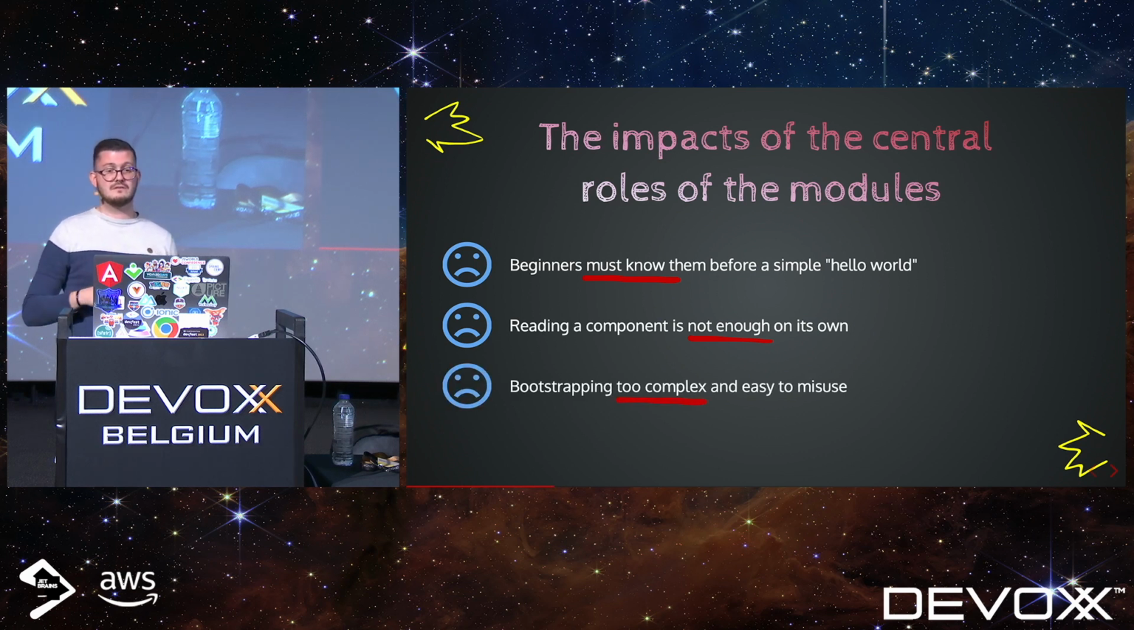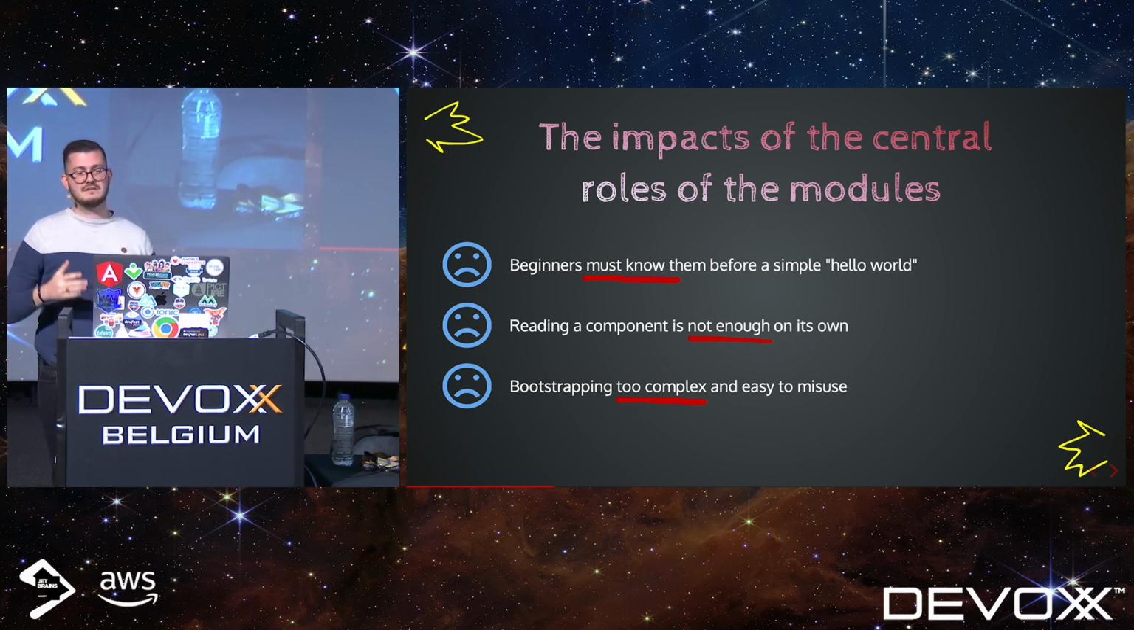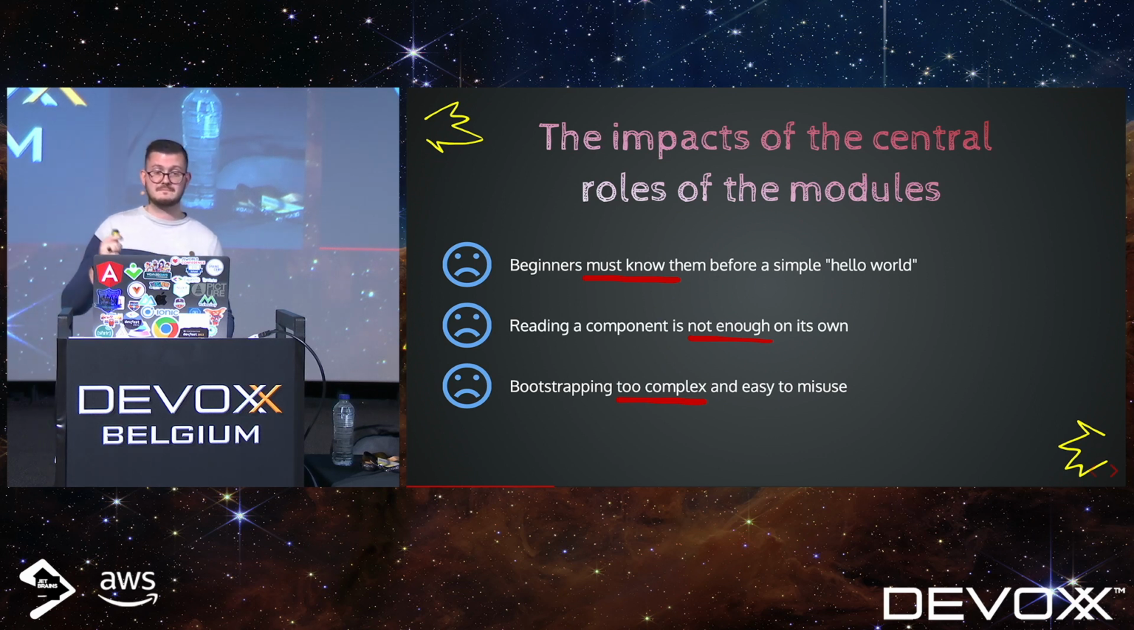Third impact is on the bootstrapping. Bootstrapping is too complex, and it's true because you need 4 files just to bootstrap your application: the index.html file, the app module file, the app component file, and the main.ts file. And sometimes we can say 5 files, because without the angular.json file, you can't build your application, because this file is the identity card of your project. So bootstrapping is too complex and easy to misuse.